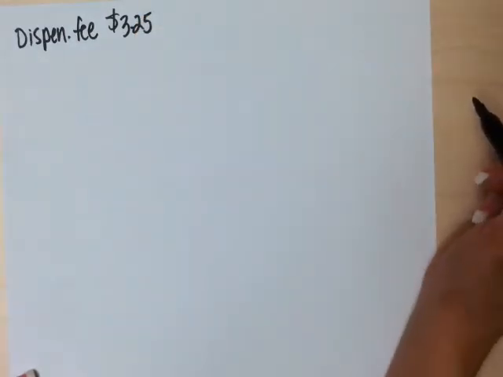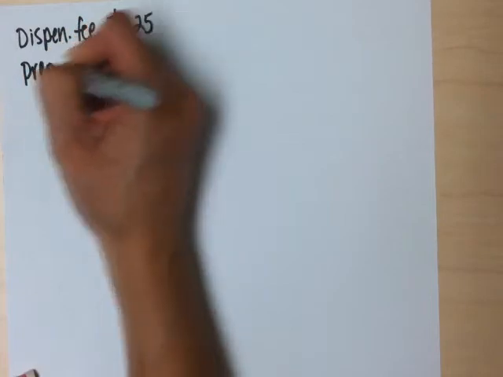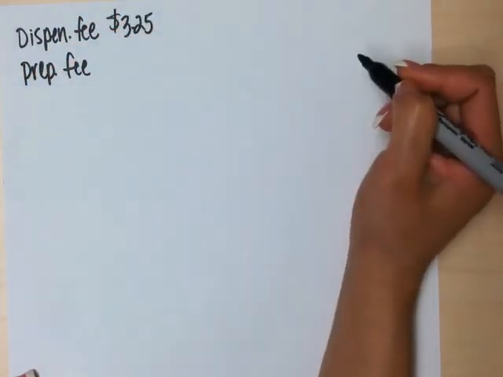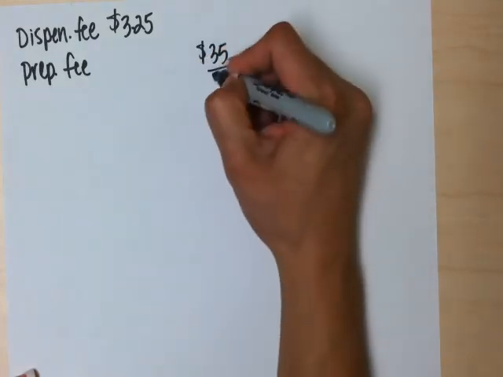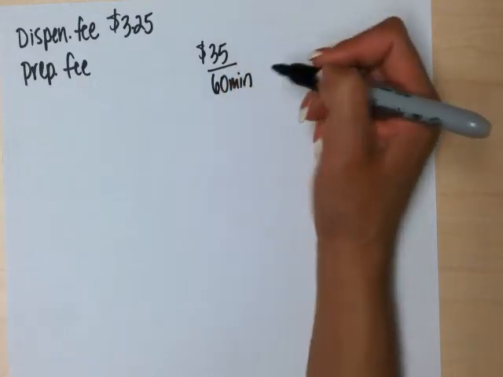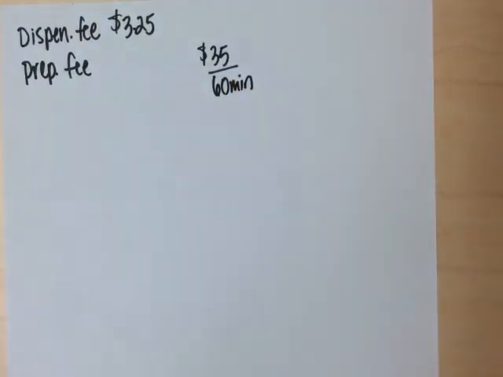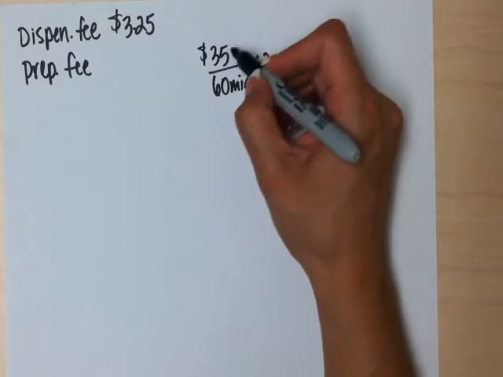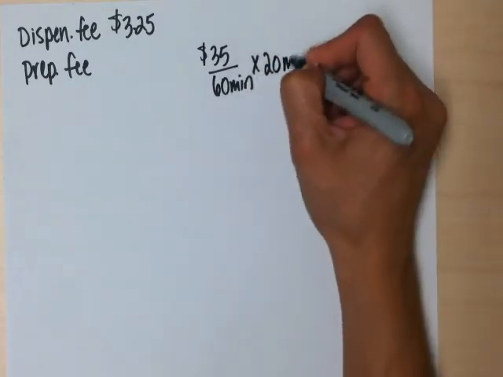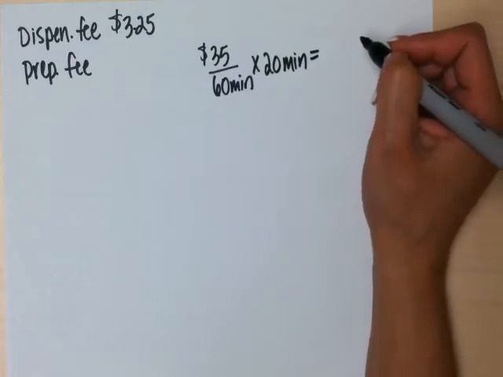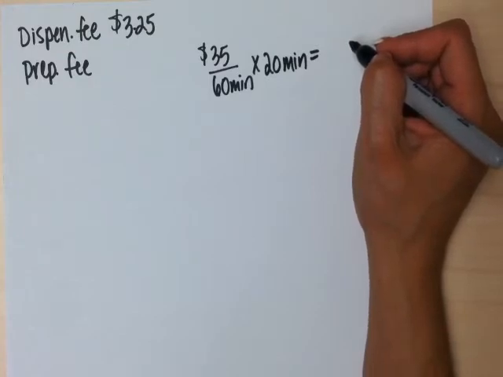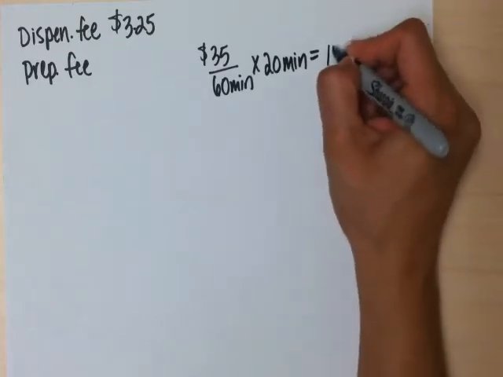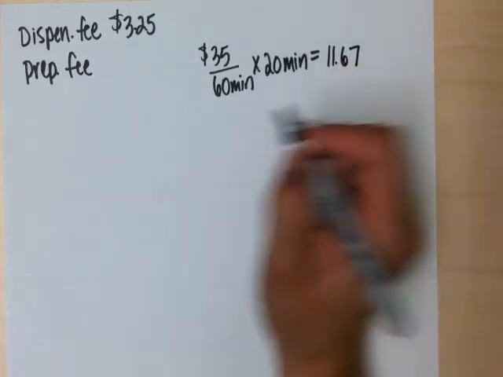Next, there's a preparation fee, which they tell us is $35 an hour, or $35 for 60 minutes. The time that it took to prepare this is 20 minutes. So we're not going to be charged $35. We're actually going to take 35 divided by 60, then multiply it by the 20 so that we can calculate what the preparation fee will be for this particular case. So when we do that, it's actually $11.67 for the preparation fee.